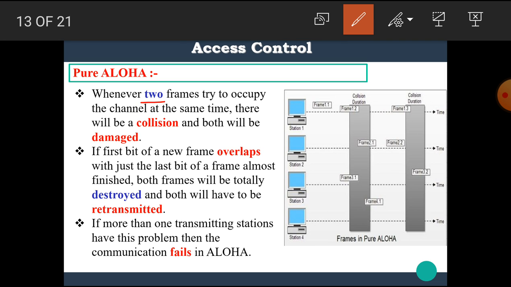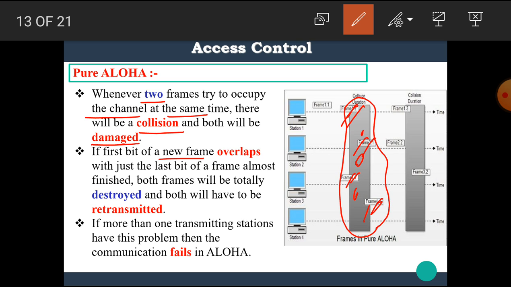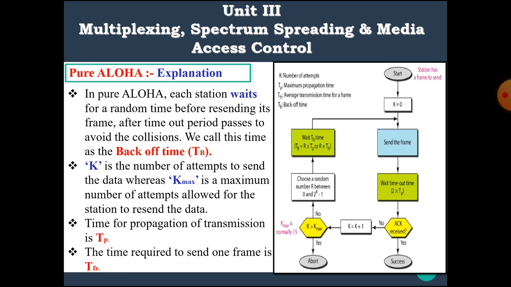Whenever two frames try to occupy the channel at the same time, there will be a collision and both will be damaged. That means here in this part, all four frames are occupying the same channel and all four frames are destroyed. If the first bit of the new frame overlaps with the last bit of a frame almost finished, both frames will be totally destroyed and both will have to be retransmitted. If more than one transmitting station has this problem, then the communication fails in ALOHA.